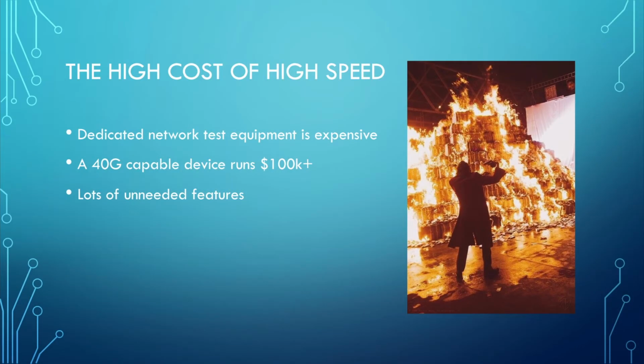The Ixia traffic generators that can handle 40 gigs and the Spirent, etc., all of these run $100,000 plus. At a startup like ICEBRG, I wasn't going to get budget for that. I think most of you also don't have the budget to spend $100,000 just to test your sensors.